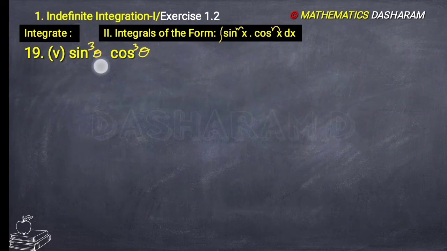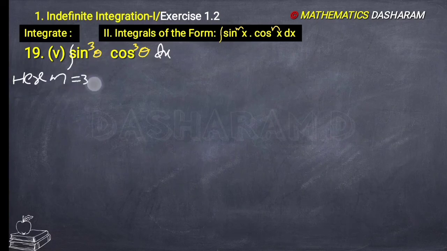Fifth question: sin cube theta into cos cube theta. So apply the integration with respect to x. So here m value is 3, an odd number, next n value is also 3, it is an odd number.